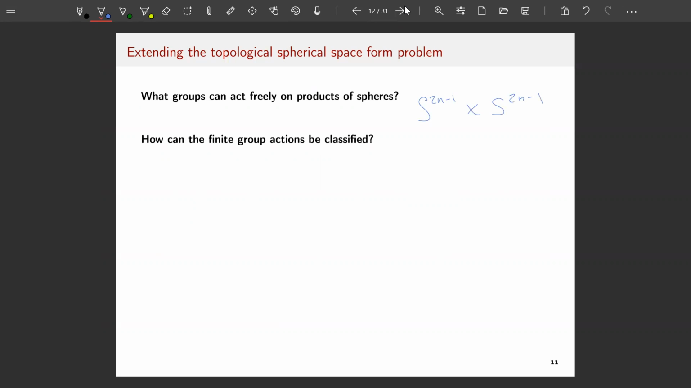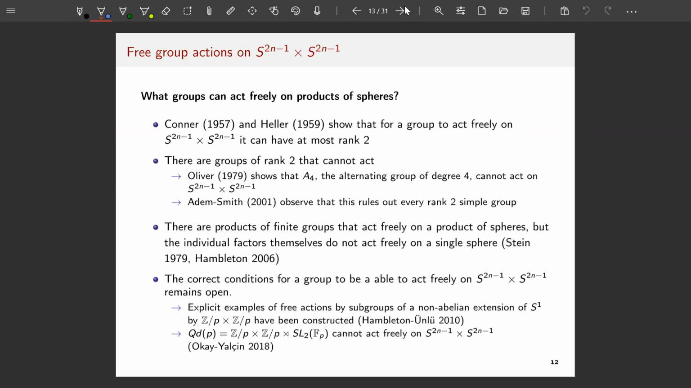S^{2n-1} cross S^{2n-1}. And then you can ask, once you know what can act, how can you classify these group actions? We'll talk about a couple of the simplest actions. Okay, so what groups can act? What do we know at this point? We don't have a complete answer, actually.